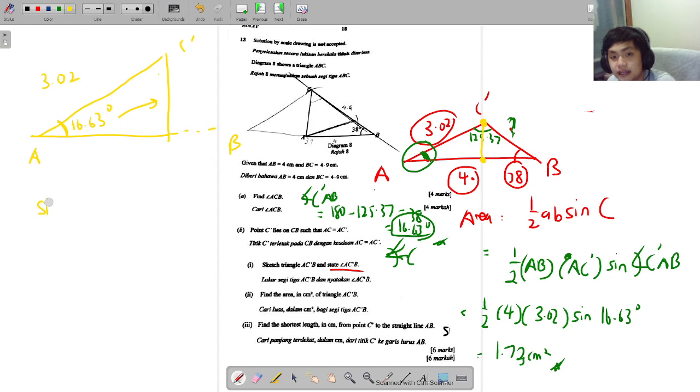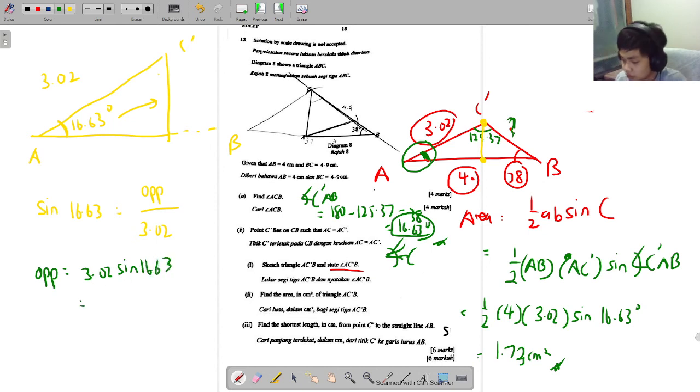So it'll be sine 16.63 equals opposite over 3.02. Better change color, it's a bit light. So opposite equals 3.02 times sine 16.63. So this will give me 0.864 cm. Right, so that is the shortest length in cm.